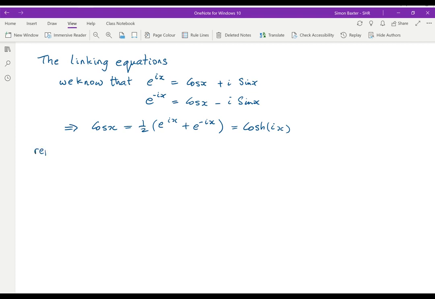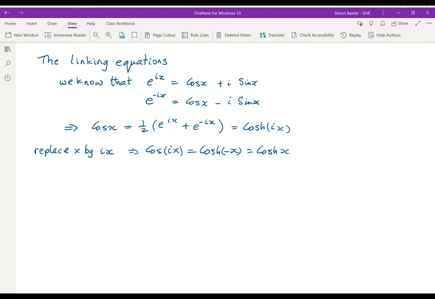If we replace x by ix, then we get cos, replacing x by ix, is equal to cosh i times ix, which is i squared x, which is minus x, and we know that cosh minus x is the same as cosh x. So we know that cosh x is cos ix, and that cos x is cosh ix. So there's my connection between cos and cosh.